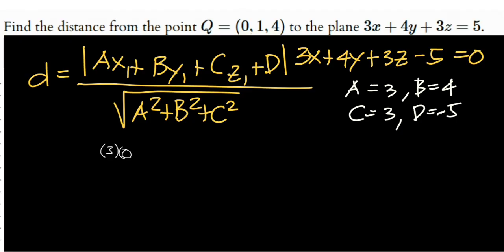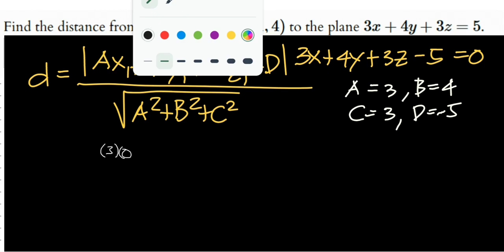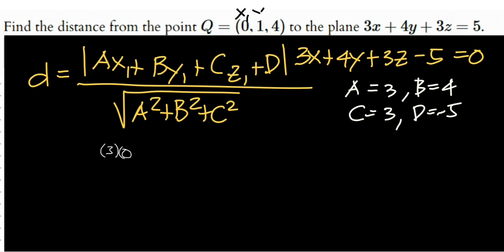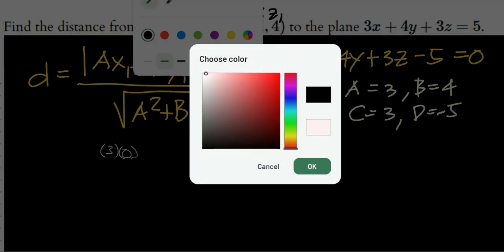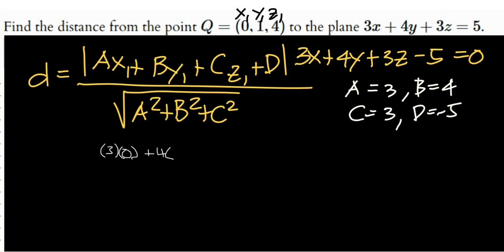Then x sub 1, this one. This is x sub 1, y sub 1, z sub 1. Should be absolute value. -5.